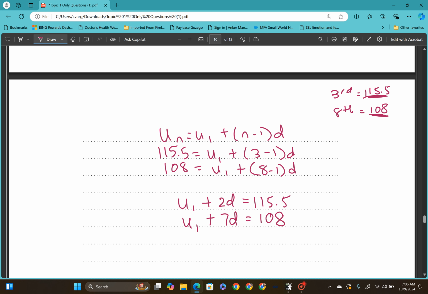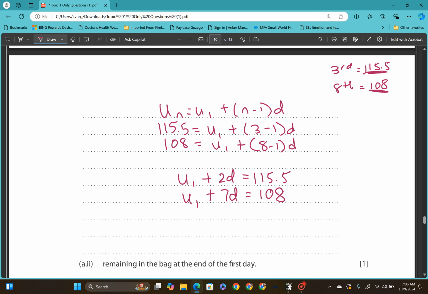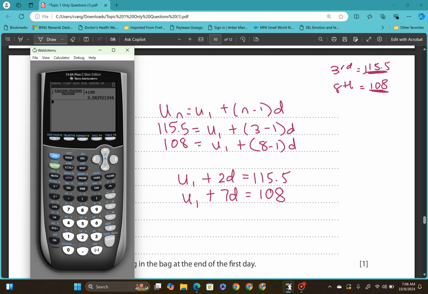Isn't this a PolySmlt 2 thing? Can I plug this into PolySmlt 2? I can go to apps, go to option number 2, hit enter. Option number 2 is the simultaneous equation solver. So I have a 2 by 2. I have two equations and I have two unknowns. I'm going to go next.